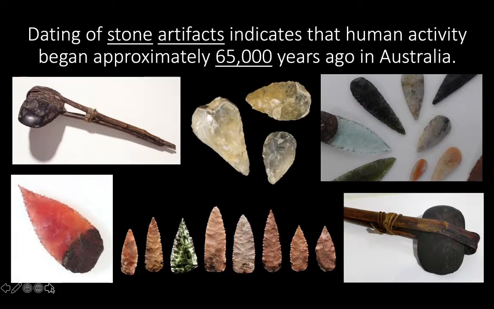Okay, so how do we know the Aboriginal people have been in Australia for so long? It's the carbon radio dating of stone artifacts that have been found. They've dated some as far back as 65,000 years ago in Australia, which is pretty exciting.